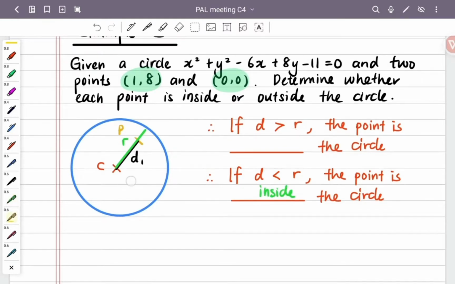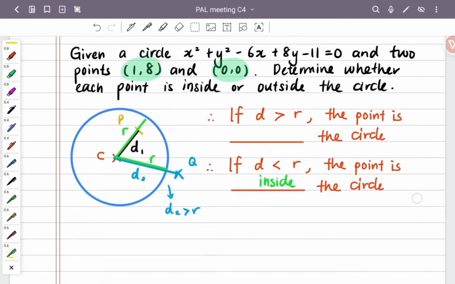And another one, for example, let's say we have a point here. Okay, so the distance between these 2 points is D2, let's say. Okay, this point is, let's say, Q. Okay, so from here you can see the radius is until here only. So which means this D2 is greater than R. Okay, so from this diagram you can see that if D is greater than R, then the point is outside the circle. So this is what it means by this question, to determine whether the point is inside or outside the circle.